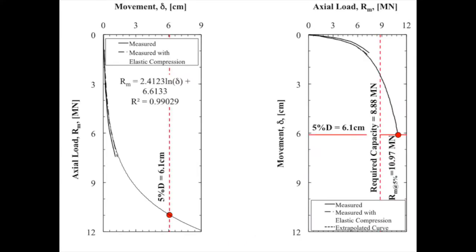Sometimes a plunging failure is not observed during the O-cell test. If a plunging failure does not occur, then the movement load curve should be extrapolated by means of a log normal decay function. After application of the log normal decay function, the maximum mobilized axial capacity, defined as the amount of load at a movement value equal to 5% of the diameter of the shaft, can be obtained. From the results of the O-cell test on the south 1.2 meter diameter drilled shaft foundation at the Turrell, Arkansas test site, the maximum mobilized axial capacity was 10.97 meganewtons.